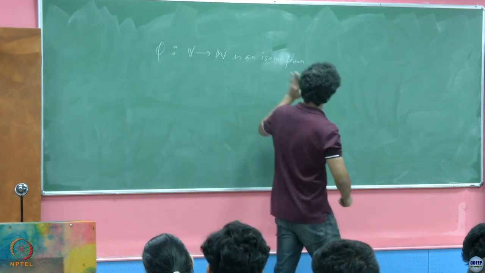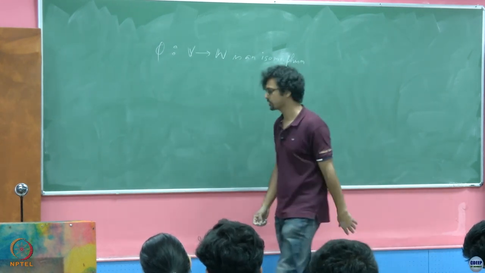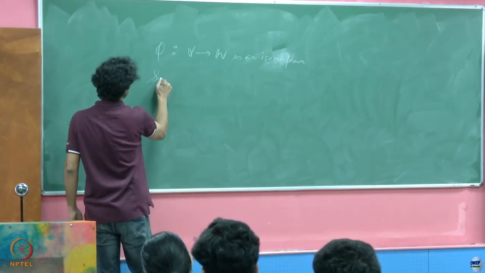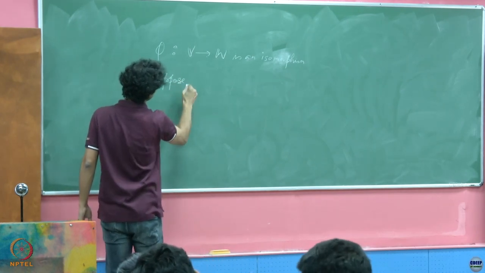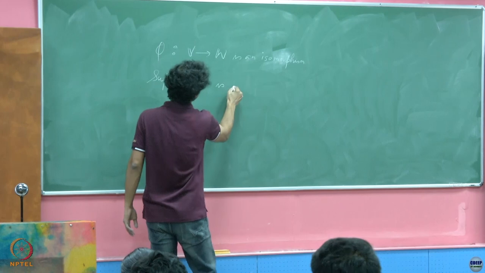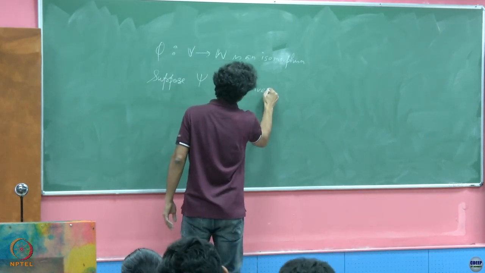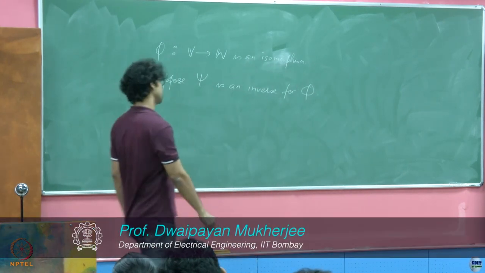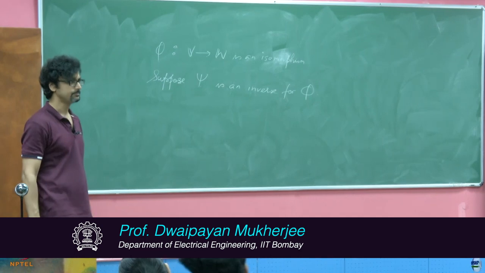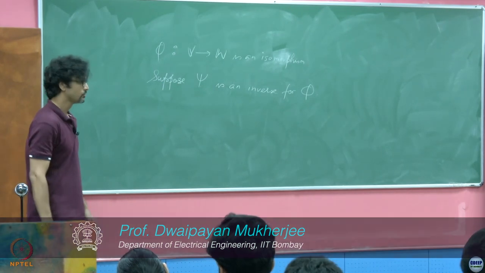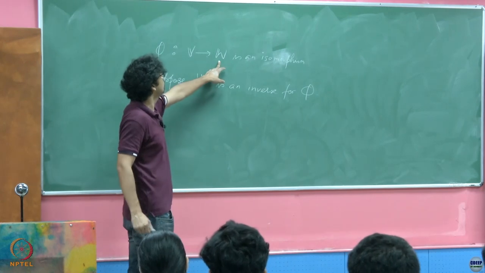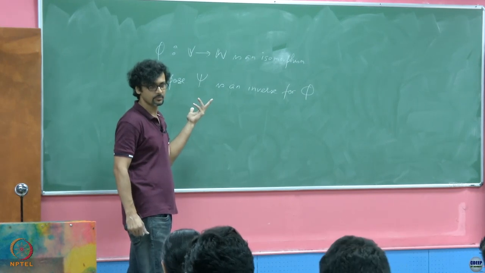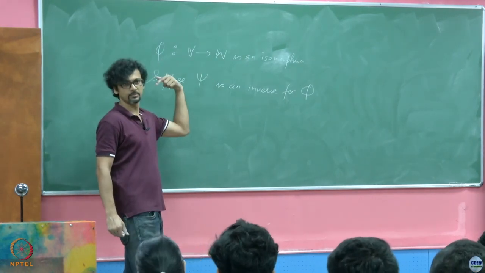So the moment you have this as an isomorphism, it's a one-to-one onto bijection, linear map, and so on, right? Suppose psi is an inverse for phi. Which means that psi takes objects in W and maps them to V. It goes in the opposite direction, right?